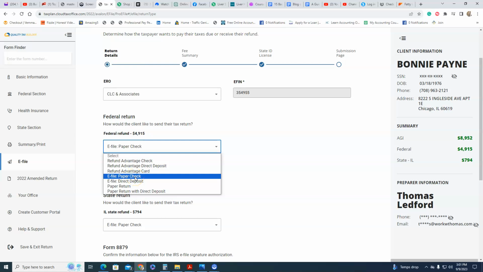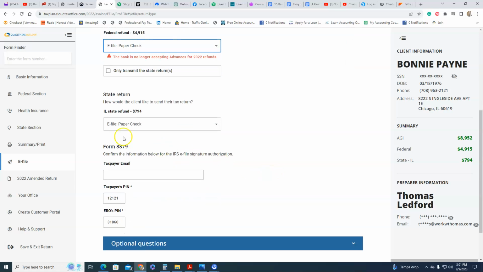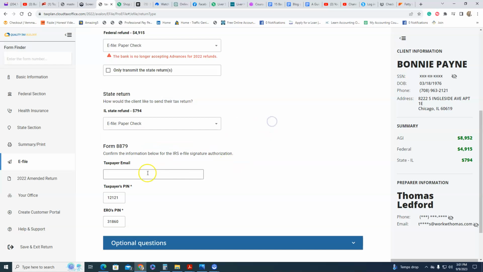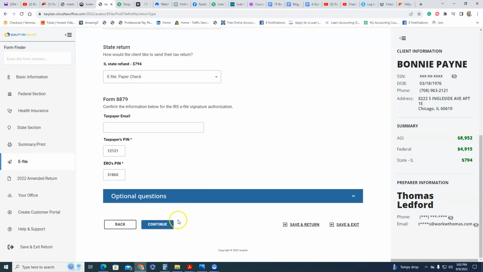And who wants to get any significant amount of money in the mail with a check? It is not recommended. And then from there, state refund, if you got one, you make the selection. And then email address, we want to collect the email address for all clients. Then we continue.